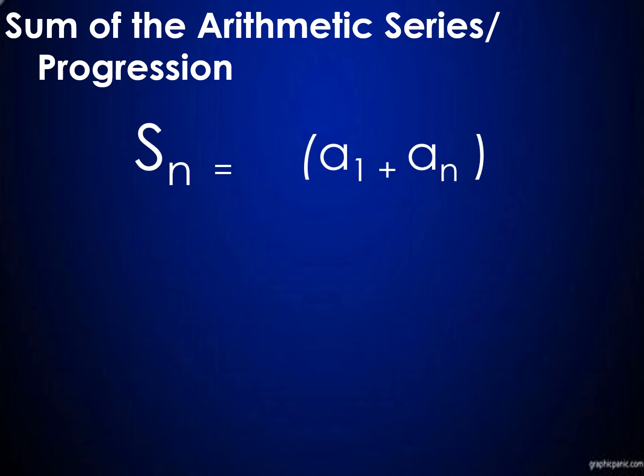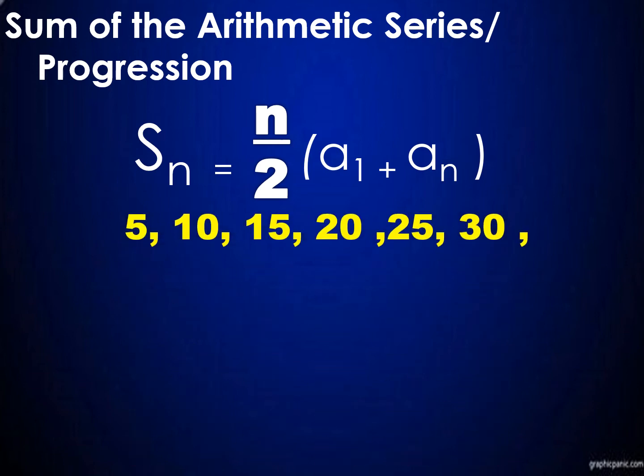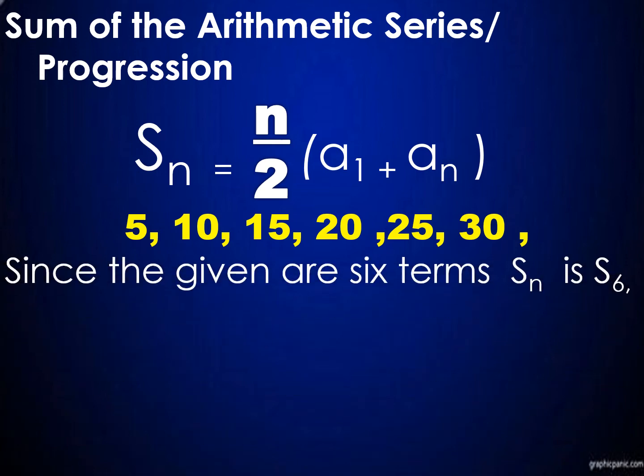So let us now get the summation using the formula. So the same sequence pa rin yung ating i-add. So 5, 10, 15, 20, 25, 30. So 6 lang yung ating sequence na given or terms na given. So gamitan na natin ng formula.